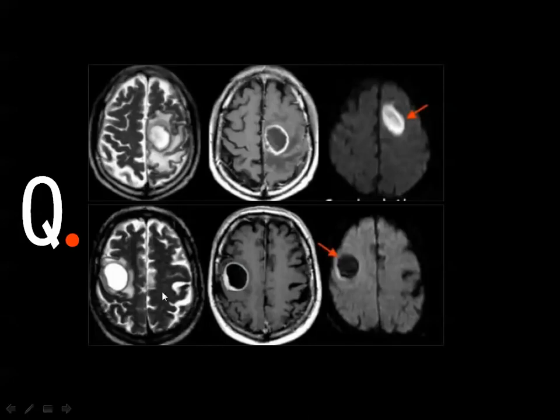These are two lesions showing the value of diffusion. The lesion above shows high signal in the T2 with marginal contrast enhancement and diffusion restriction, diagnostic of abscess. And this one is with diffusion free, diagnostic of glioma or deposit, the same.